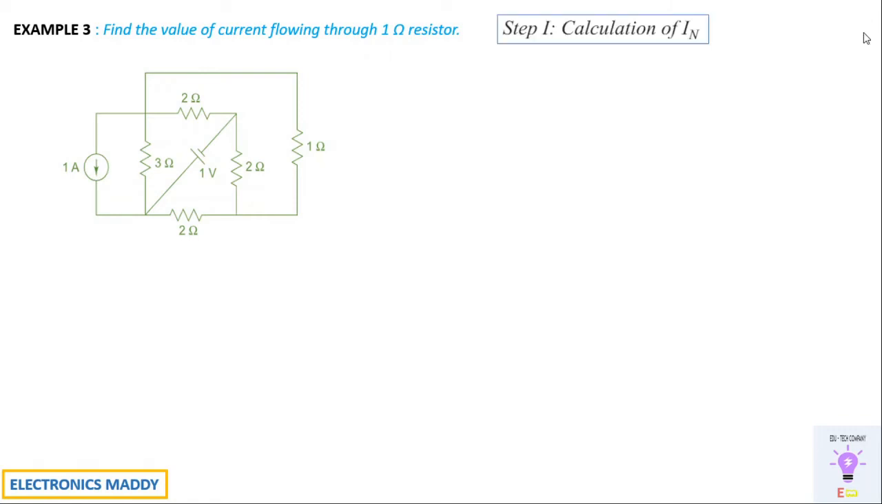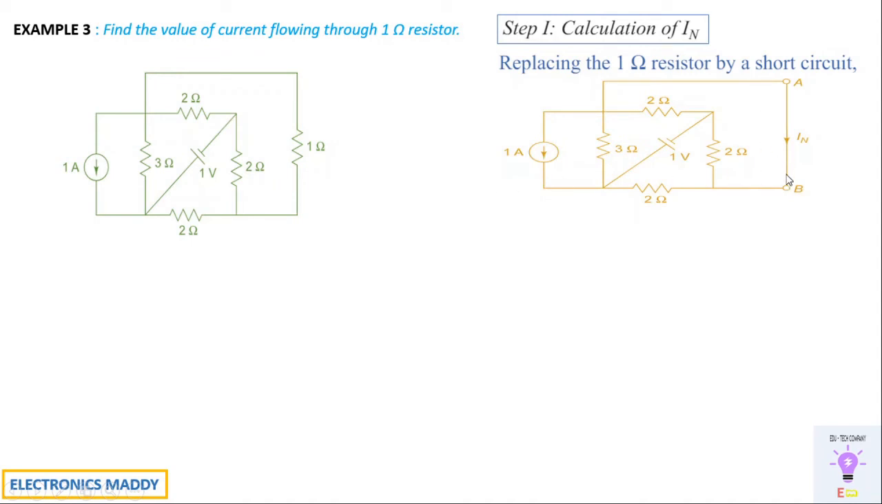So the first step is to calculate the value of IN. So replace the 1 ohm resistor at this point by a short circuit. I will be replacing it at that point, and then I'll write the equivalent circuit in this form. One of the most important steps to be noted is that you have to draw the equivalent circuit in each and every case, because it gives you an analytical vision of how we can approach a particular problem. So that's the reason why we're doing that.